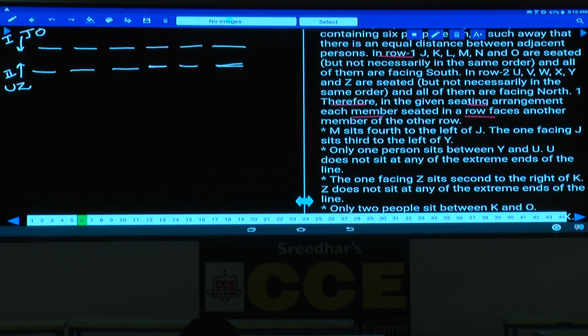As M sits 4th to the left of J, now let us check out the possibilities for this J and M. If J is in the first place, 1, 2, 3, 4, M will be here, this is one possibility. Then what is the second possibility here?